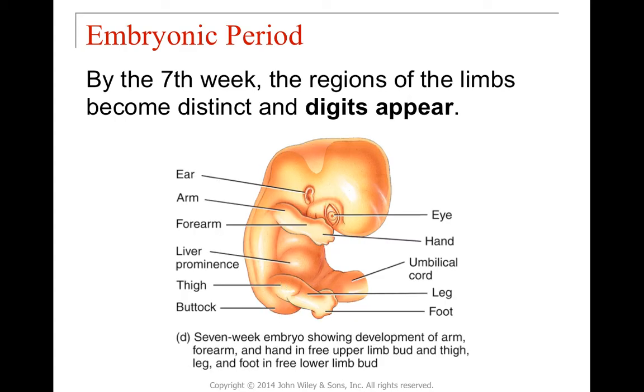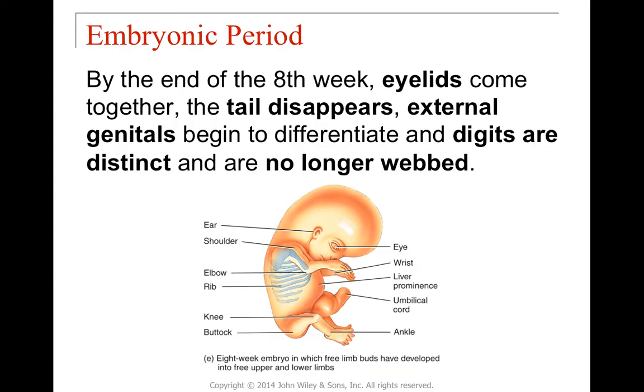Around week 7, we end up with fingers and toes. So we end up getting distinct limbs and distinct digits. However, we're still going to have webbed fingers, so we will not actually have specific fingers until the end of the 8th week. So around the 8th week, we end up with eyelids that are going to come together. We're losing that tail, and we're going to start the differentiation of the external genitalia. So if we are a male, we're going to be able to start possibly being able to tell the sex of the individual around week 8.